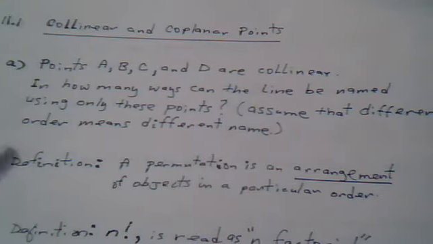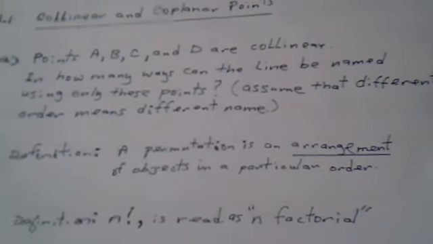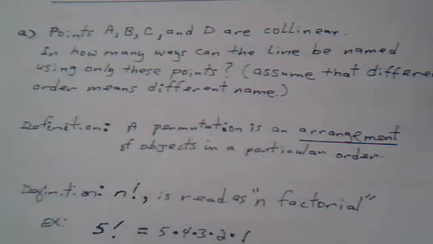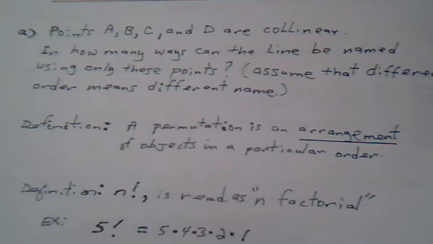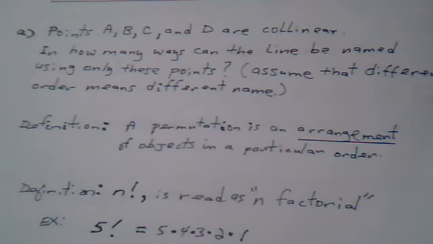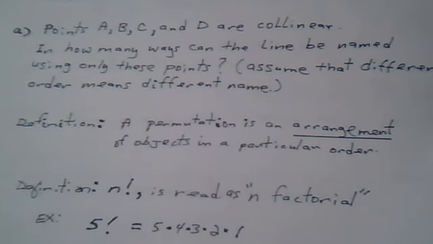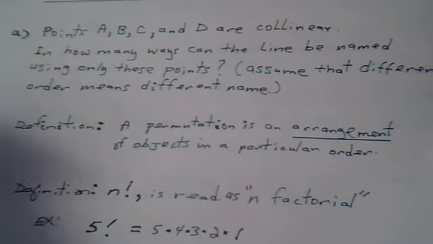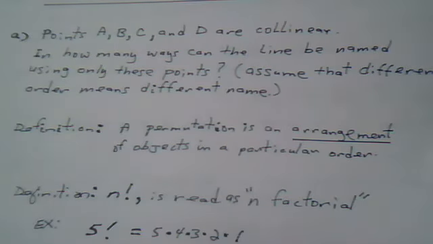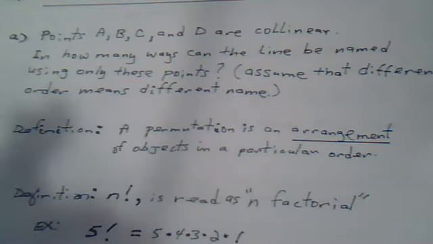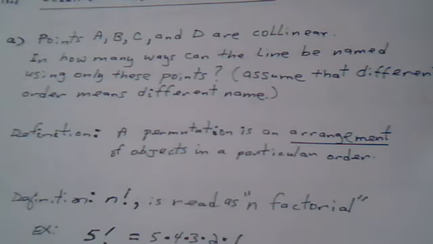Before we work the problem, we need some definitions. The reason we need these definitions is that ultimately we'll be using a formula to answer the question. The reason we have to use a formula is that the problem becomes very long if we don't use it. The formula shortens the problem. So we have a definition: a permutation is an arrangement of objects in a particular order.